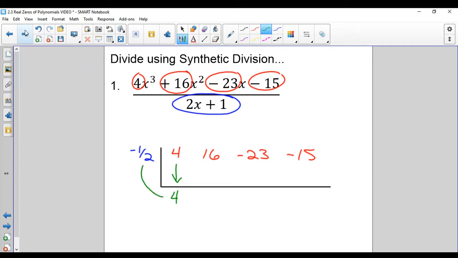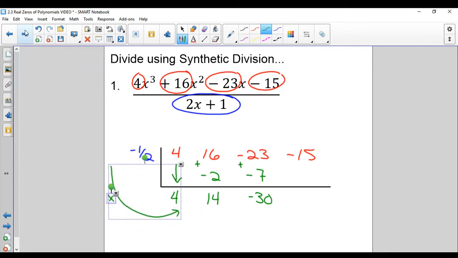So we multiply the numbers that are outside the box. So negative 1/2 of 4 is negative 2. You add straight down, you get 14. Repeat the process. We're going to multiply these two. Negative 1/2 of 14 is negative 7. We get negative 30 because we add straight down.